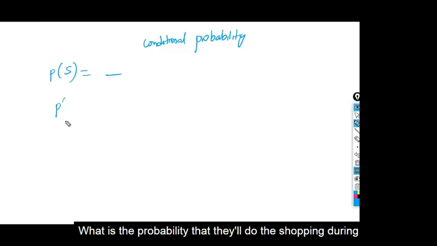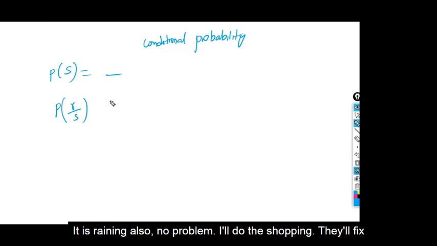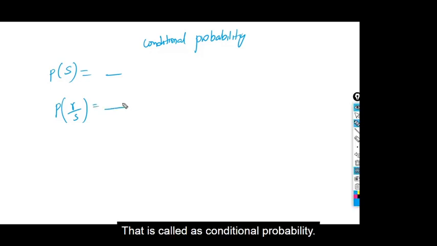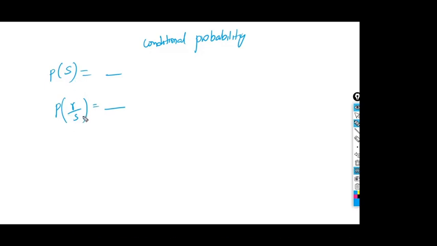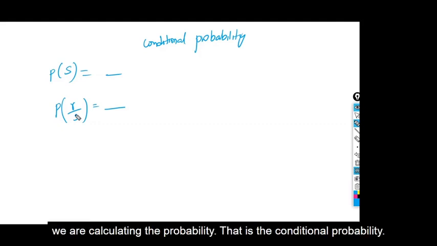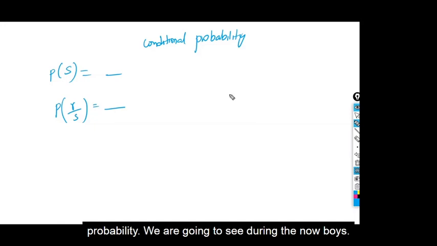What is the probability that they'll do the shopping during the rain also? It is raining also, no problem, I will do the shopping. What is the probability of that? That is called conditional probability. This is probability, this is conditional probability. Conditional probability means there will be one condition. Whenever the condition is satisfied and we are calculating the probability, that is the conditional probability. In detail, the theorem of conditional probability we are going to see during Naive-Bayes.